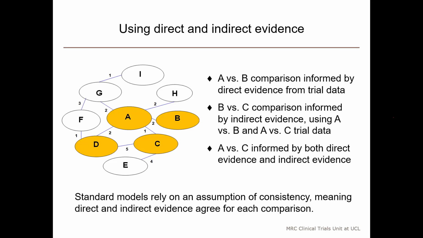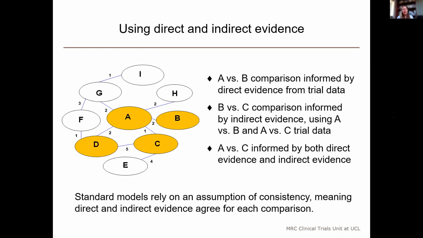The use of indirect evidence in addition to direct evidence means that we have to be concerned about consistency between different sources of evidence. Standard models for network meta-analysis rely on an assumption of consistency, which means we're assuming that the direct and indirect evidence agree for each treatment comparison.